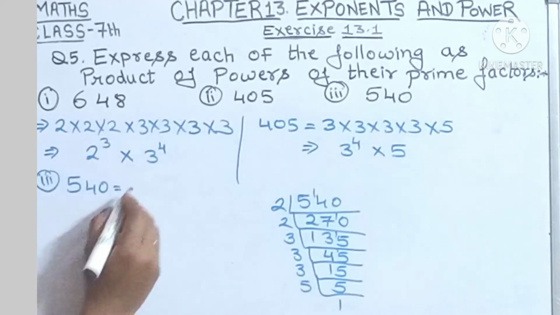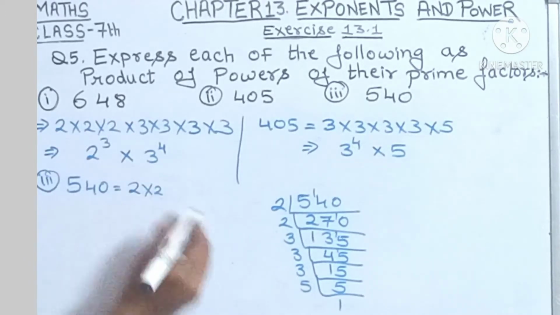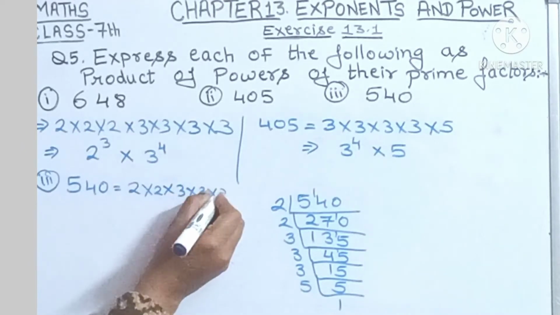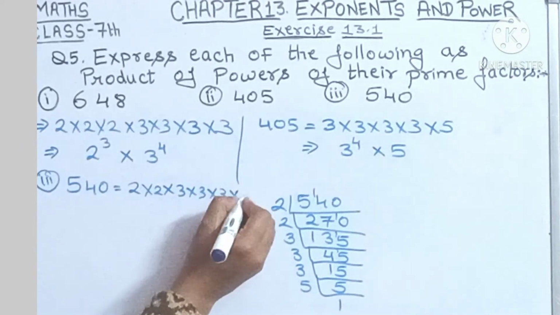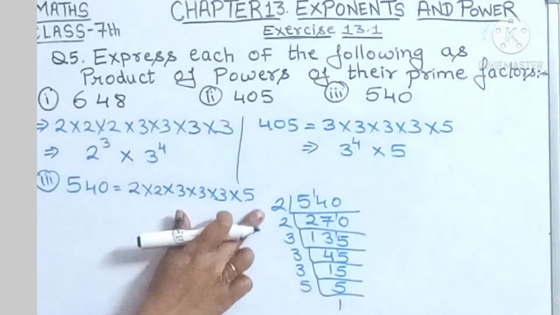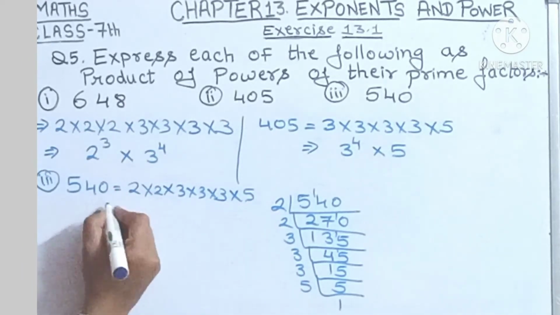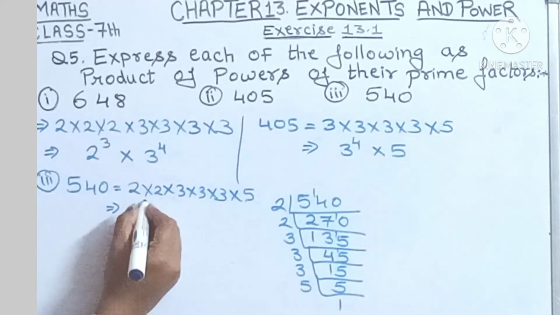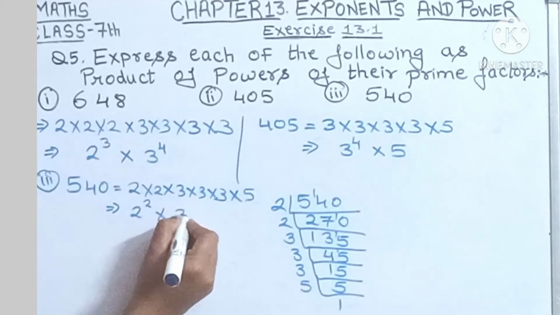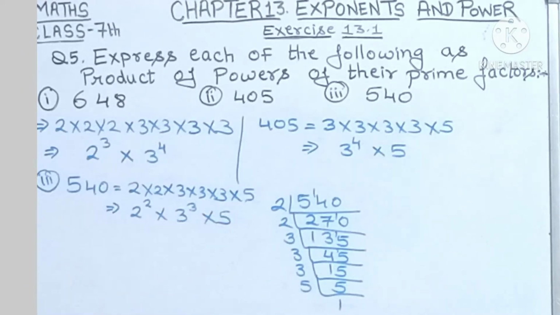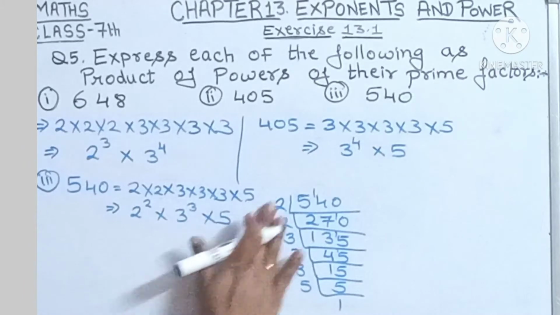So we got 2 two times, 3 three times and 5 one time. So we can write it as 2 squared into 3 raised to the power 3 into 5. So this was the third one. Now moving to the fourth one.